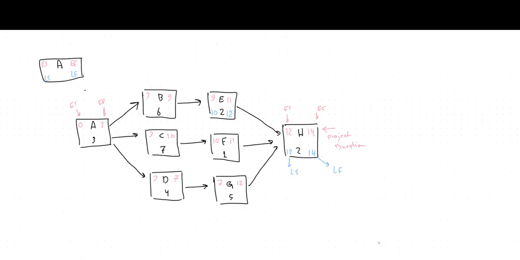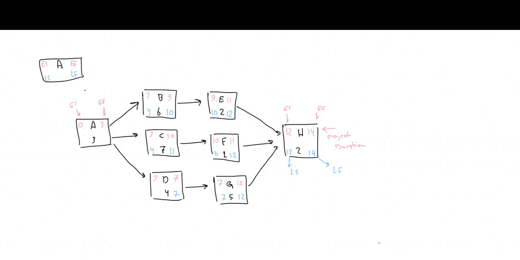There is one arrow coming back to F, so it will take 12. 12 minus 1 gives me 11. There's one arrow coming back to G from H, so it will take 12 minus 5, which is 7. For activity B, there's one arrow coming from E, so it will take 10 minus 6, which gives me 4. For activity C, there's one arrow coming from F, so 11 minus 7 is 4. There's one arrow coming from G to D, so it will take 7 minus 4, which is 3.